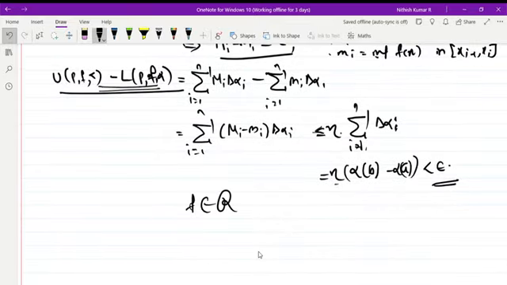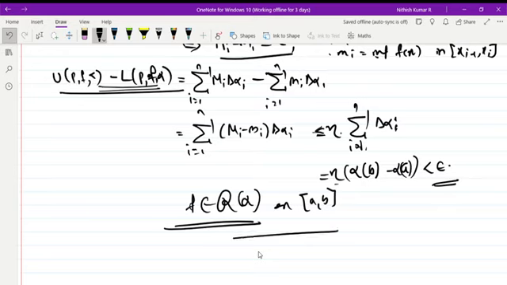Therefore f is Riemann-Stieltjes integrable, that is, f belongs to R of alpha on the closed interval [a, b]. Hence the result. Thank you.